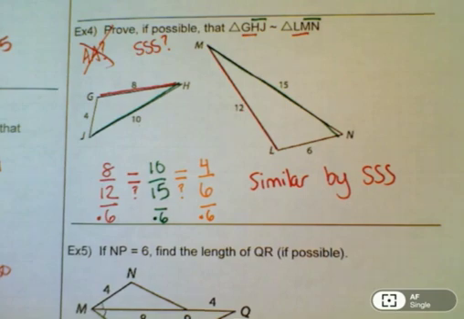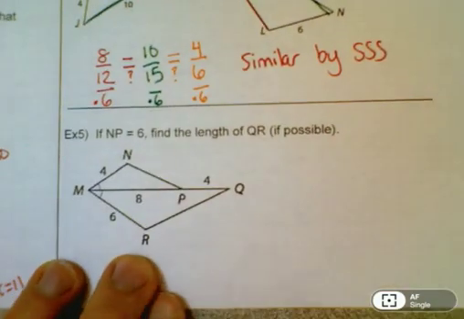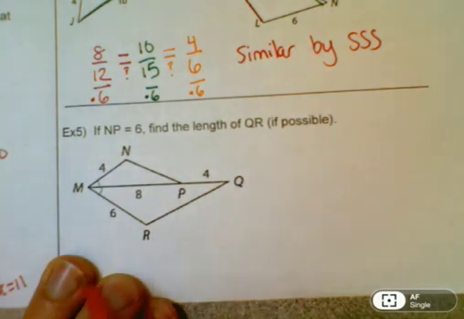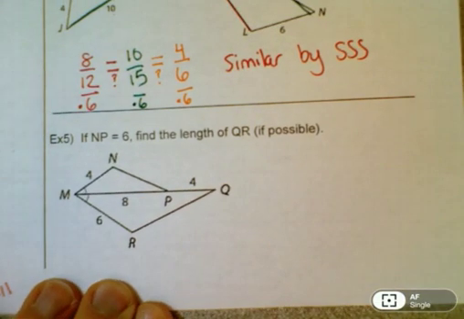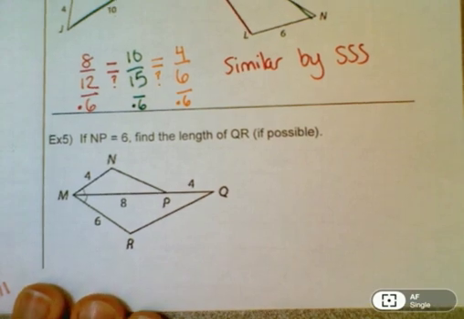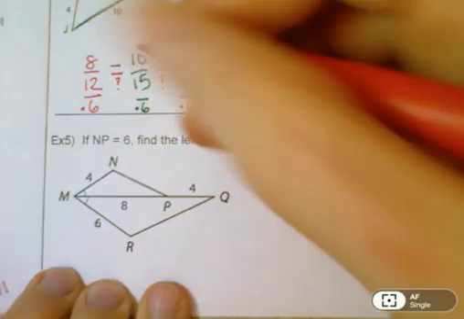Okay, last example. This is a lot. Example 5. If NP is 6, find the length of QR if possible. So we cannot begin this problem. We can't set up a proportion to solve until we know that these triangles are similar, because if they're not similar, we're stuck. So let's look at our shortcuts.